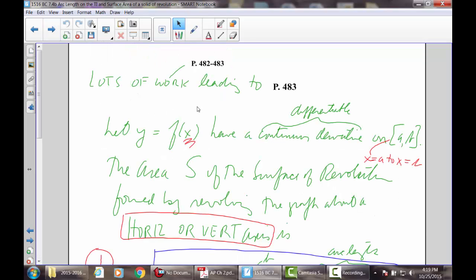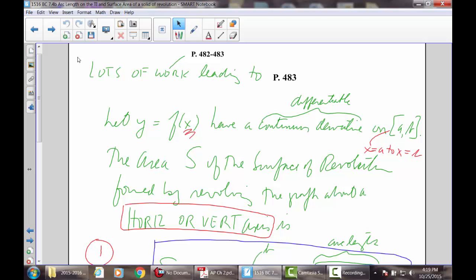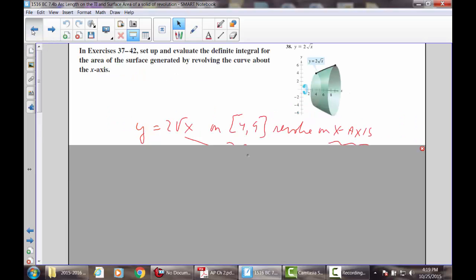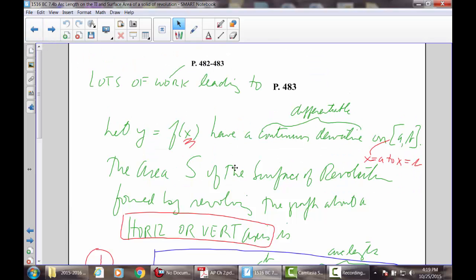There's lots of work leading up to this whole explanation of how this works. I am not going to go through this all with you. I don't even think I have it here. No, I don't. It's just too involved. So what happens is you have y equals f of x. If you want to see it, feel free.